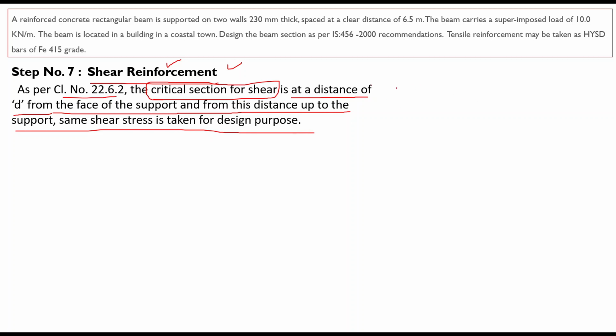Because you may be aware that when there is a simply supported beam having some UDL, and you draw the shear force diagram, your shear force diagram will be somewhat like this. That means maximum shear force is here at the support, but after that it is constantly decreasing. So when you take a section somewhere here, that means at some distance d from the face of the support, what will be the shear force here? Based on that, we have to design the shear reinforcement. That means the shear stirrups will be designed based on this information.